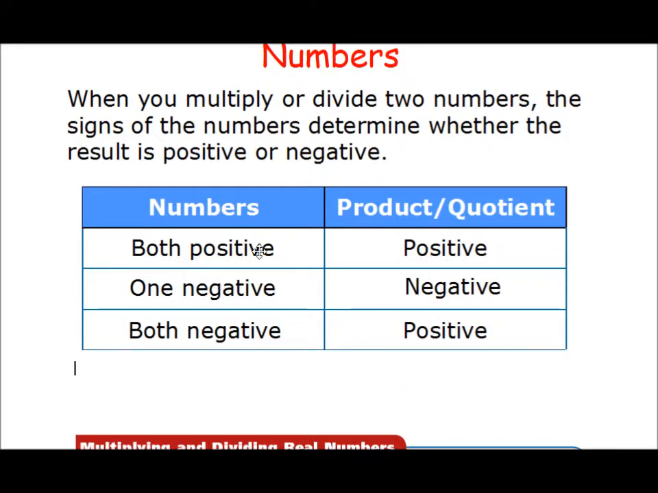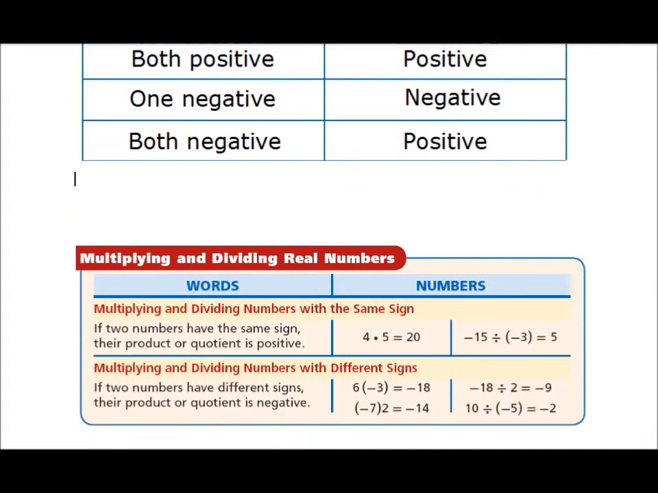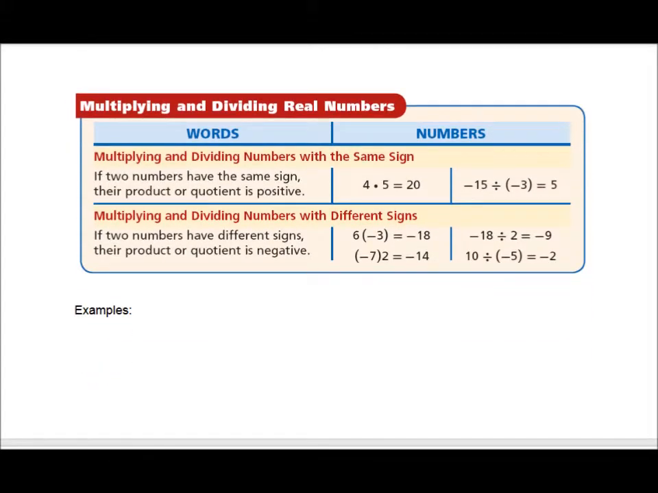So if both are positive or both are negative, the result is always positive. If any one is negative, the result is negative. Multiplying and dividing numbers with the same sign: if two numbers have the same sign, their product or quotient is positive.